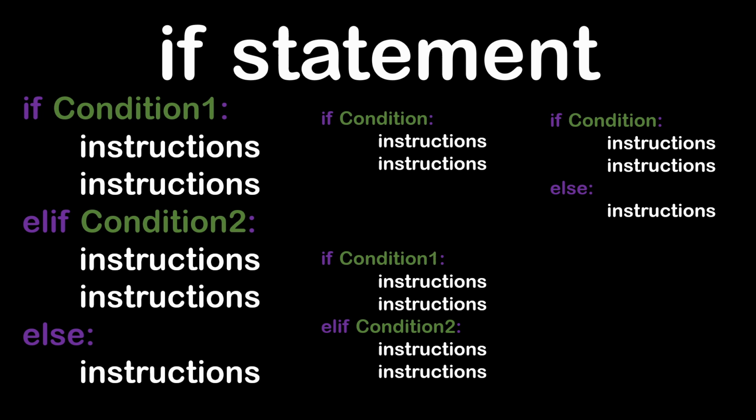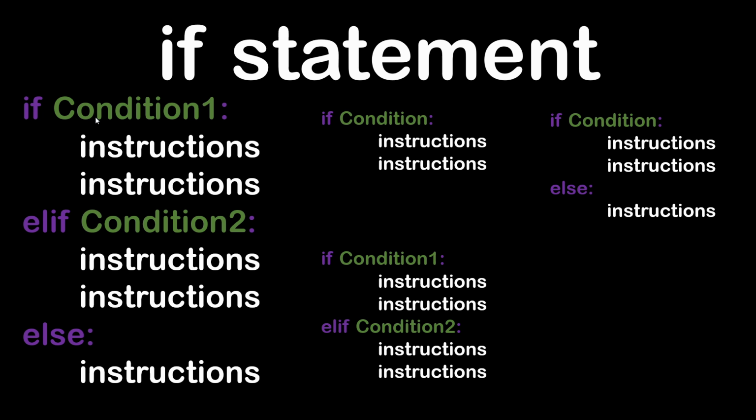Now we can move to the if statement. First we have to use the keyword if to state a condition. Here is condition 1, and if this condition is true, the block of instructions inside here is executed. If not, we will move to the second condition because we have the keyword elif, which means else if condition 2. And if this condition 2 is true, then we have another block of instructions that we can execute.